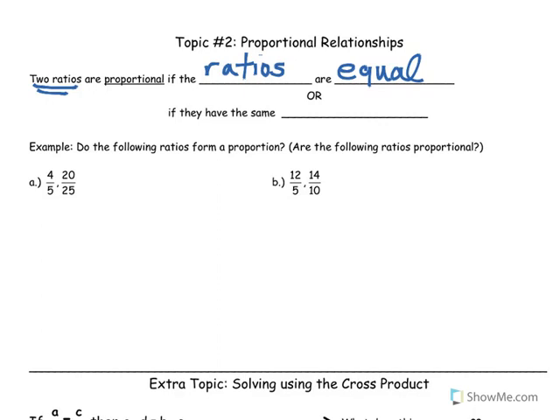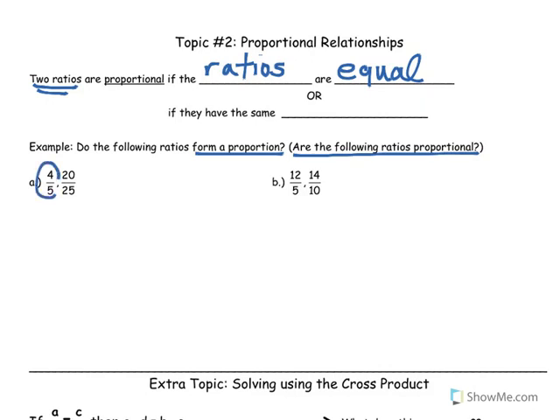We're going to go through this example first. I'll give us the second definition after. So let's look at example number 1, or A. It says, do the following ratios form a proportion? That's another way of saying, are they proportional? Okay, so be able to recognize both types of wording. So our goal is to see if the ratios are equal.